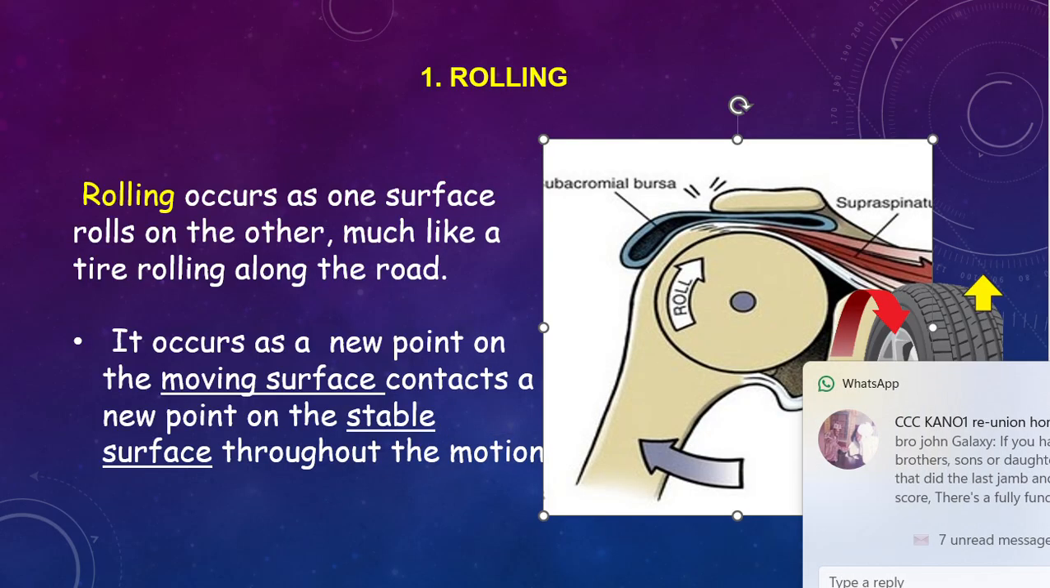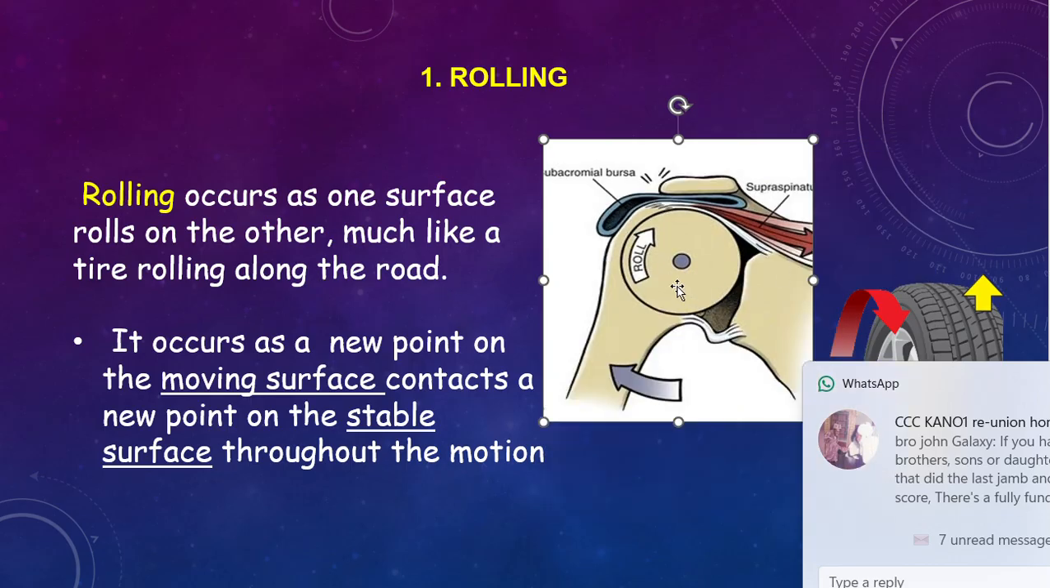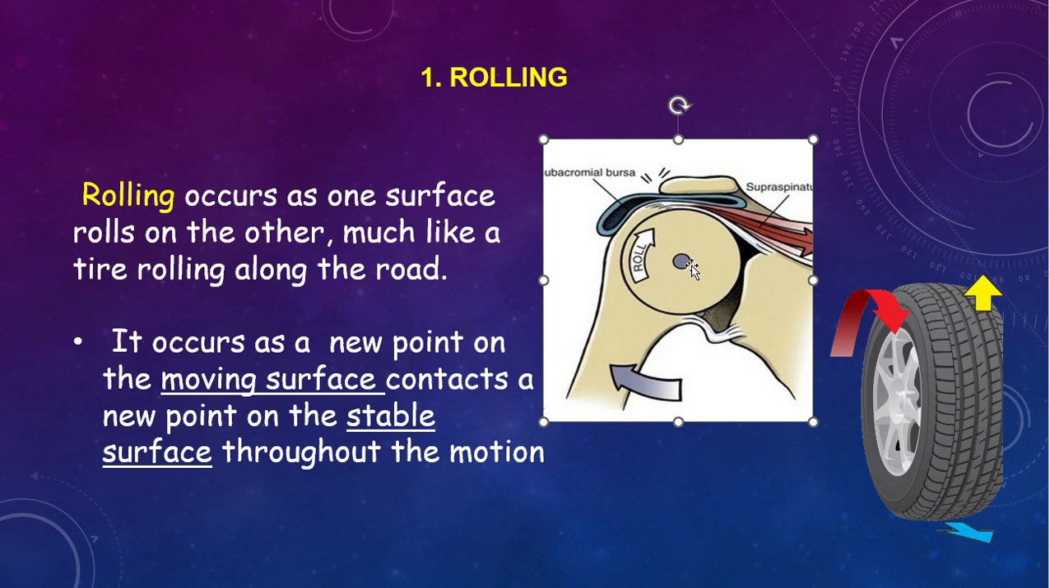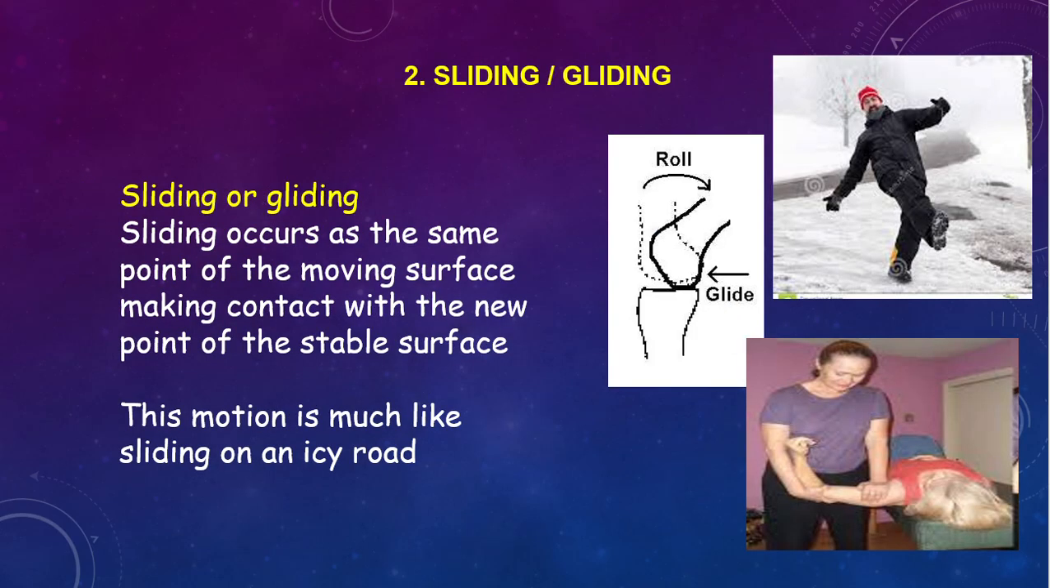So rolling is basically described as a movement in which a new part on the moving surface is making contact with a new part on the stable surface. And take it from me, all the joints in the body have some element of rolling when they are moving, whether in hinge joints or ball and socket joints. It might be small, it might be big. Some joints naturally exhibit large rolling and small gliding. Some do big gliding and small rolling, but they all have a component of rolling and gliding. You understand? Then we look at the second type of arthrokinematic, which is called sliding or gliding.